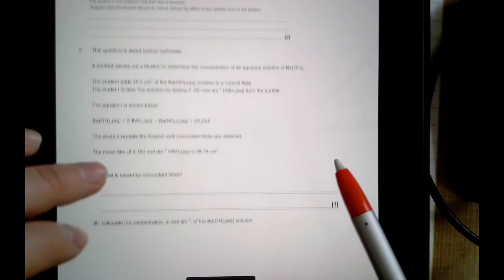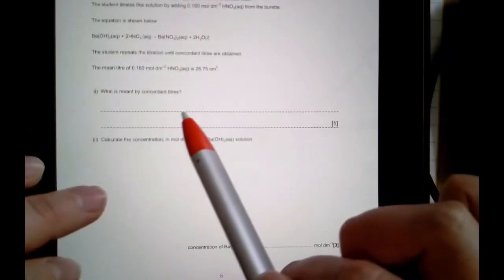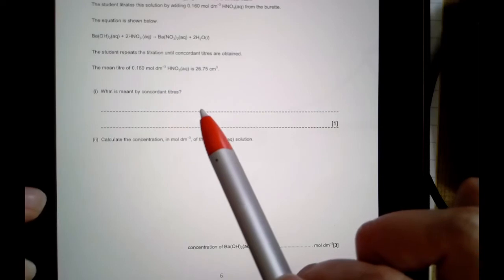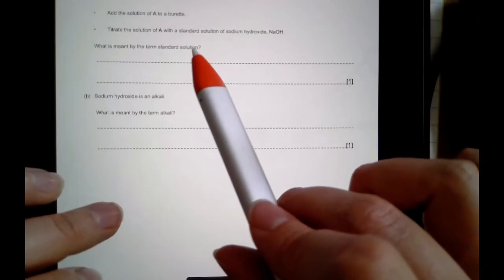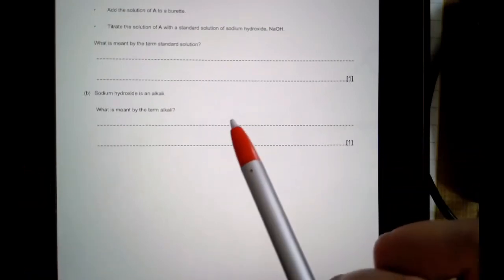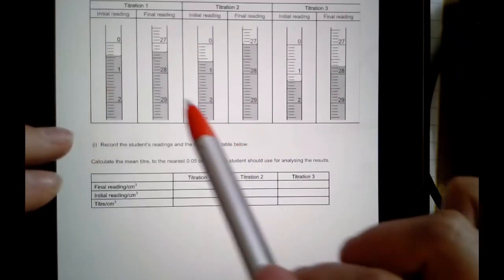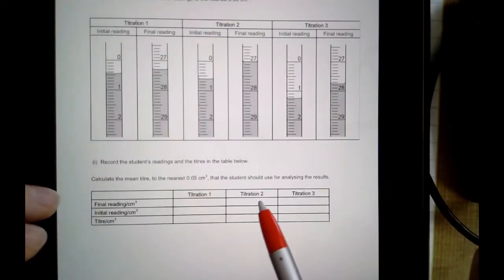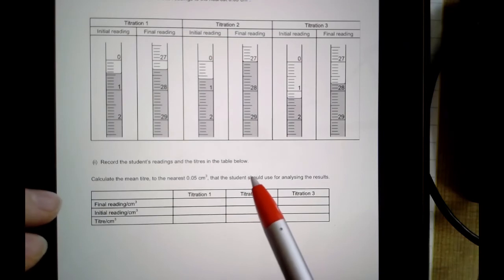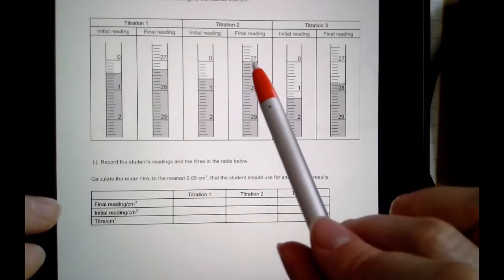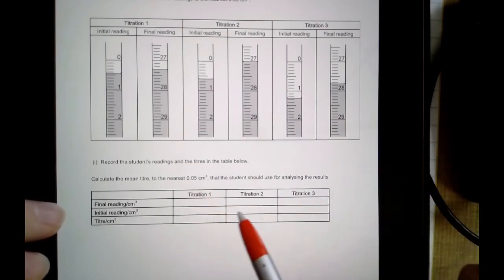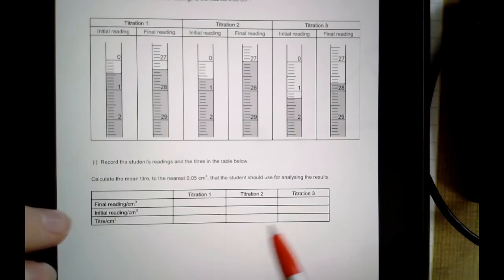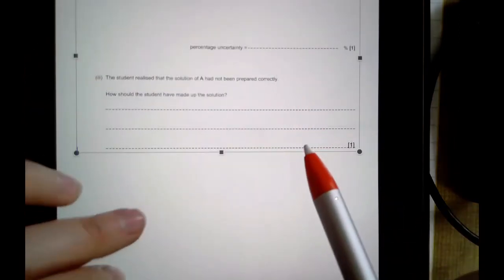Just one or two other things I want to point out in terms of titrations. In terms of concordant titers, just make sure you're saying that it's within 0.1 or 0.05. That's your concordant titer. Standard solutions are ones where the concentration is accurately known. When you are recording titers, you have to record to 2 decimal places. Even in this case here, it's 27. If you write 27, it's wrong. It's 27.00. So make sure you watch for that. When you calculate your mean titer, make sure you're only taking the concordant results.